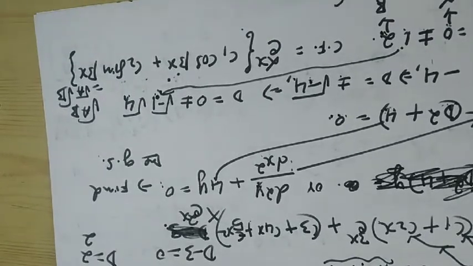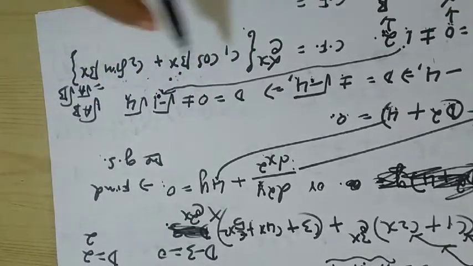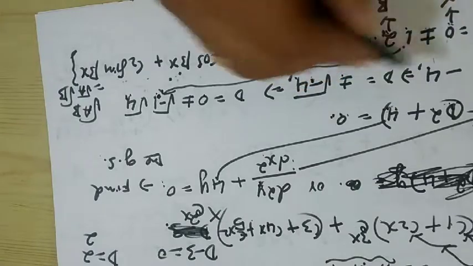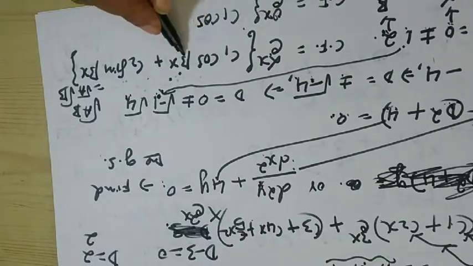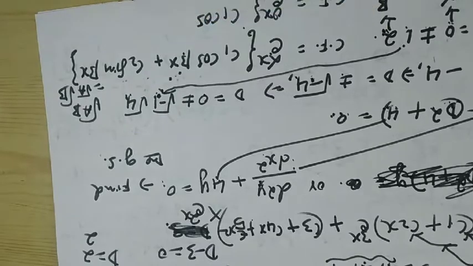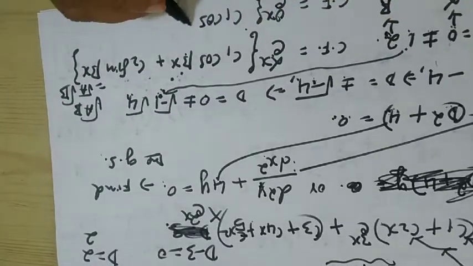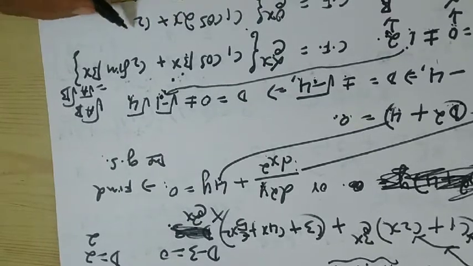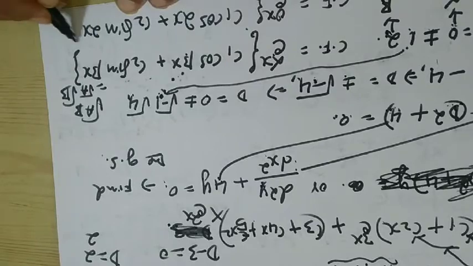Substituting in the formula, this is coming under case 3, isn't it? Complex roots: e to the power alpha x, what is alpha? 0, so e to the power 0x into C1 cos beta x. What is the value of beta? Beta is the number behind i, that is 2. So C1 cos 2x plus C2 into sin 2x. This is the complementary function.